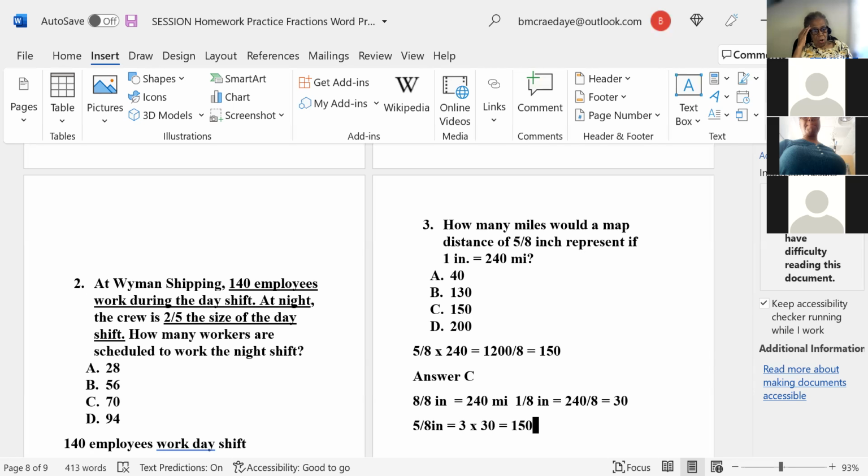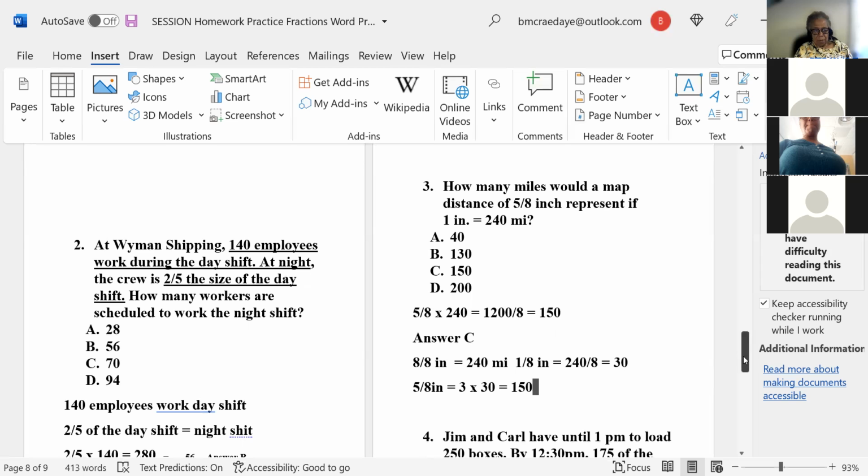Because a whole inch is 8/8, since we're dealing with eighths, 1/8 of 240 would give you 30, and then 5/8 will be 5 times 30. That's another way of doing it. What Maureen did is perfectly fine, because this is really what you get when you put it in ratio and proportion. Questions?